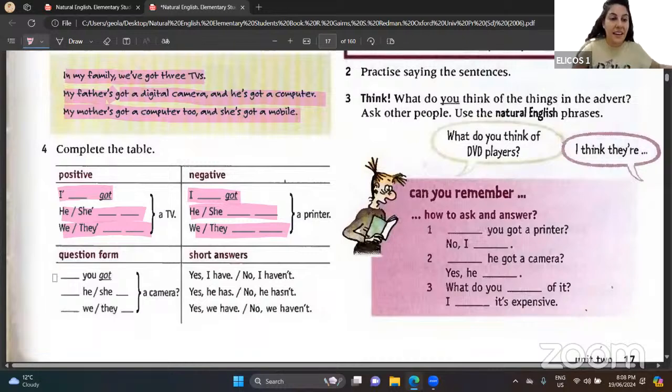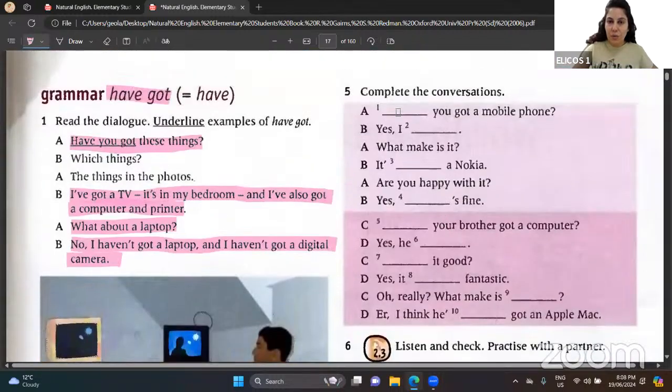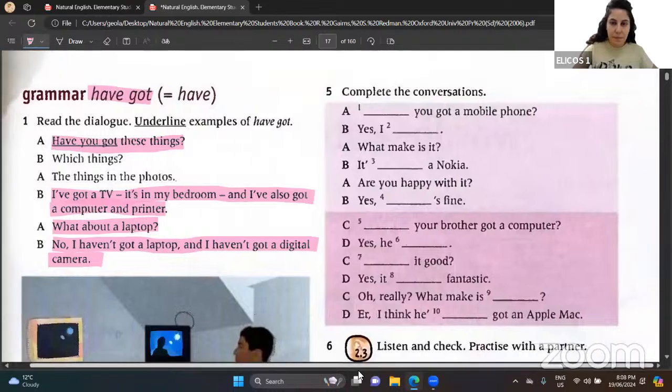So you say, have you got? Has he got or she got? Have we got or have they got? And then whatever object. To respond, yes, I have. No, I haven't. Yes, he has. No, he hasn't. Yes, we have. No, we haven't. So let's look at a little conversation.